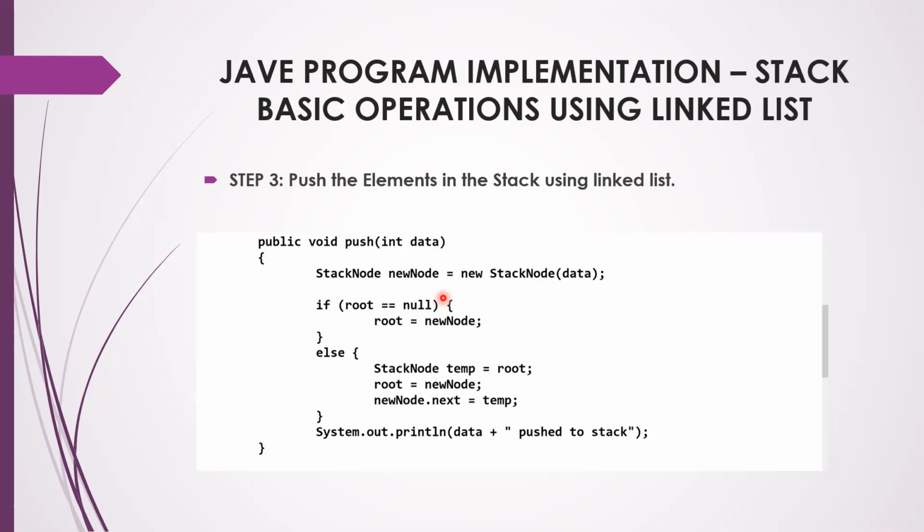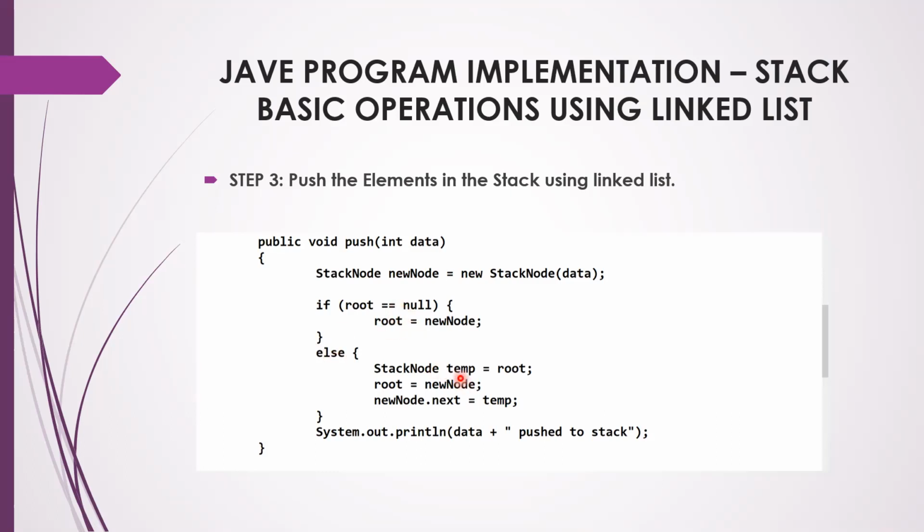But in an array, it gets stored based on the index, so this condition will not be checked there. There we just check the overflow condition. But here we have to check first whether the linked list is empty. And if it is empty, if the new node is the first element, then you have to make that the root.